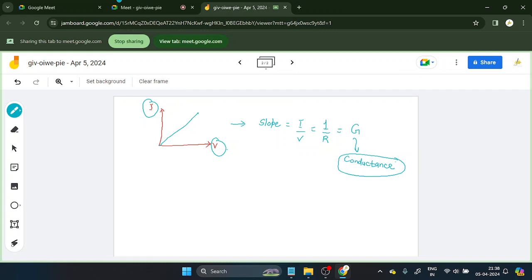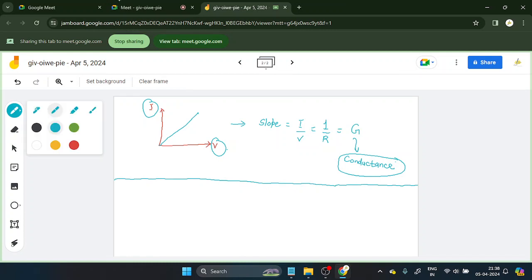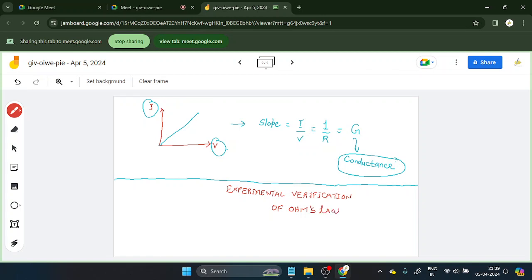I hope everything is clear to you. Now how we will plot this IV graph, let me tell you. Very easy, we can easily plot this graph. There is a thing called the experimental verification of Ohm's law, so we will be doing the experimental verification of Ohm's law. How am I going to do it? Really very easy, no problem with that.